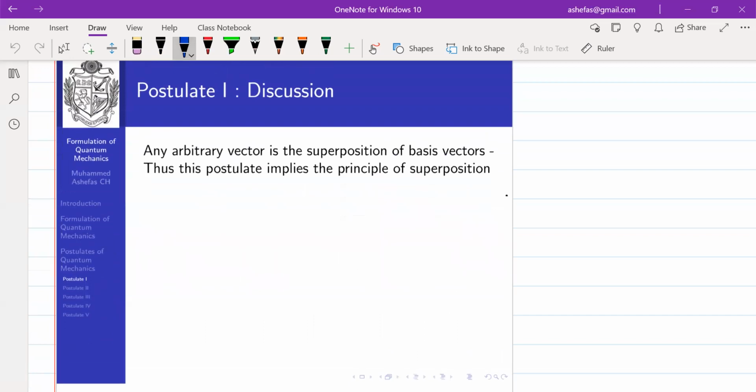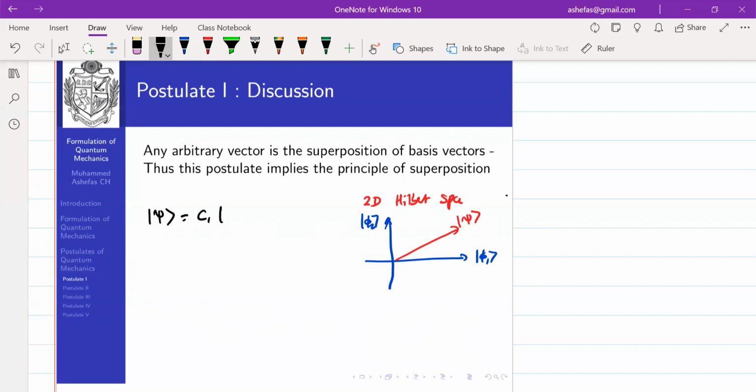Okay, so consider a two-dimensional Hilbert space. Graphically, we can represent it like this. We have a ket phi 1 and ket phi 2, and some vector psi. Now we can write this ket psi as a superposition of phi 1 and phi 2. This is called the decomposition of vectors. You can expand any vector in terms of the basis vectors. This ket phi 1 and ket phi 2 are just basis vectors, so we have expanded the ket psi in terms of the basis vectors.